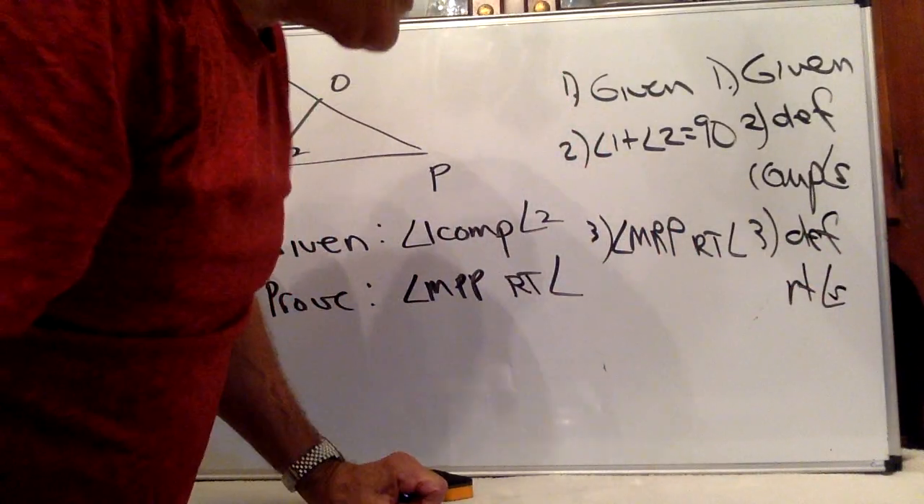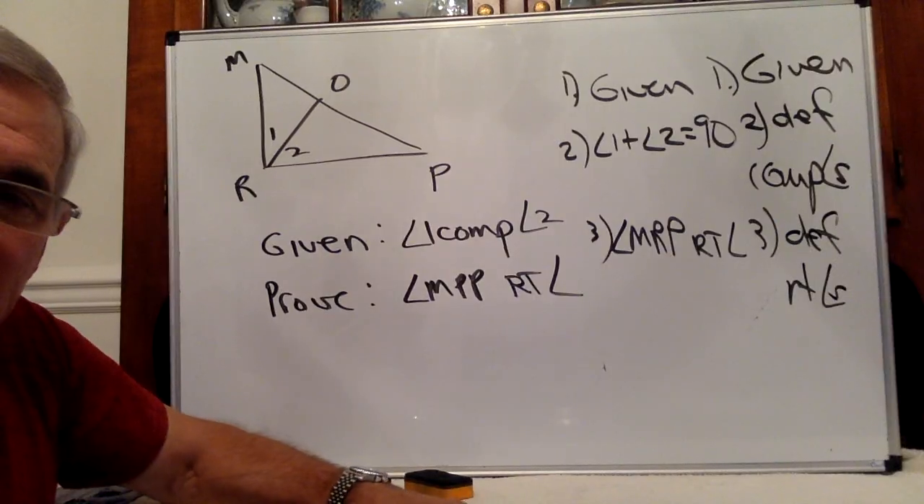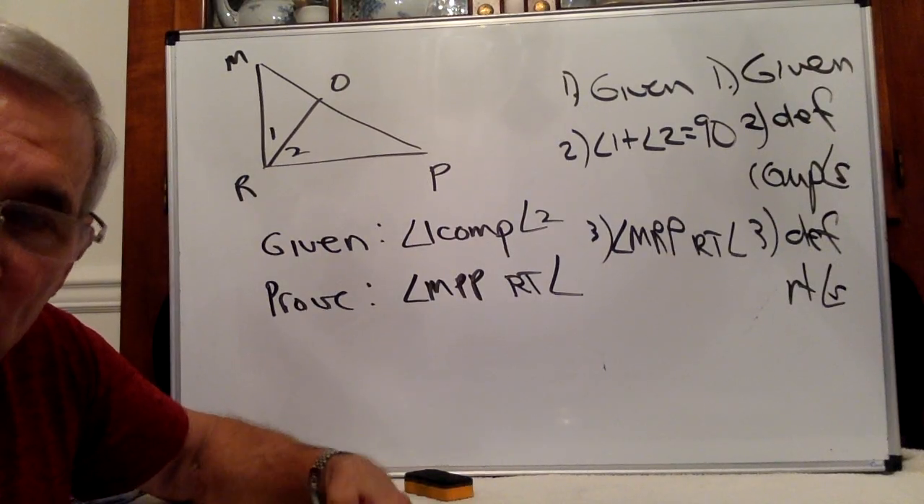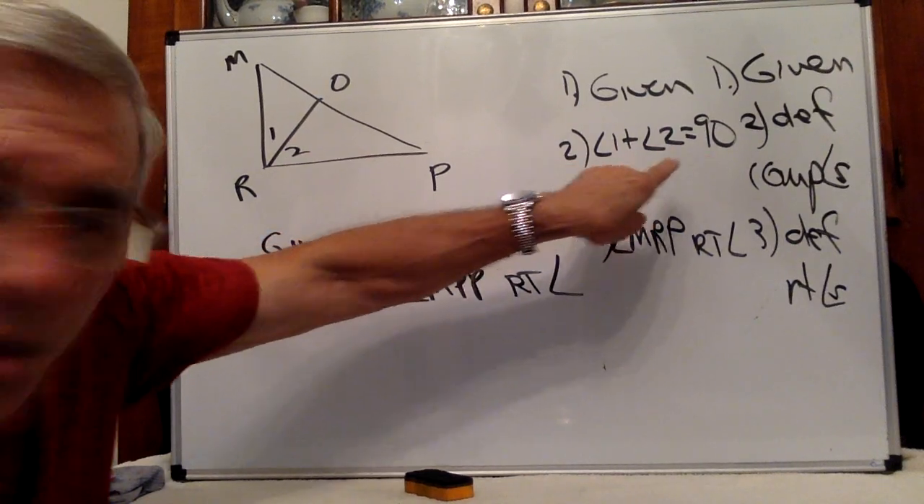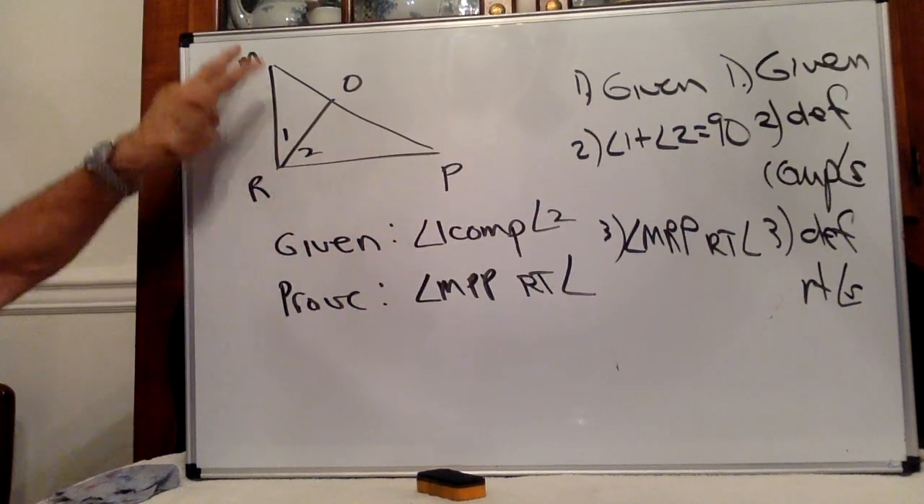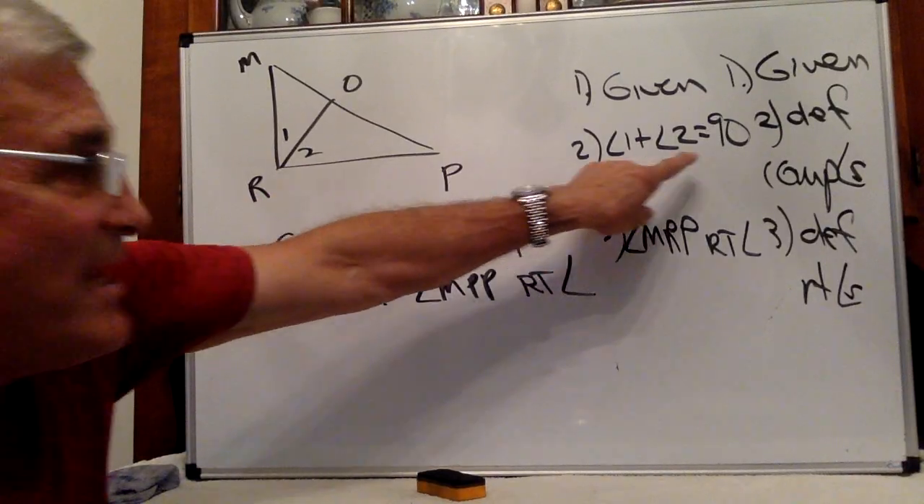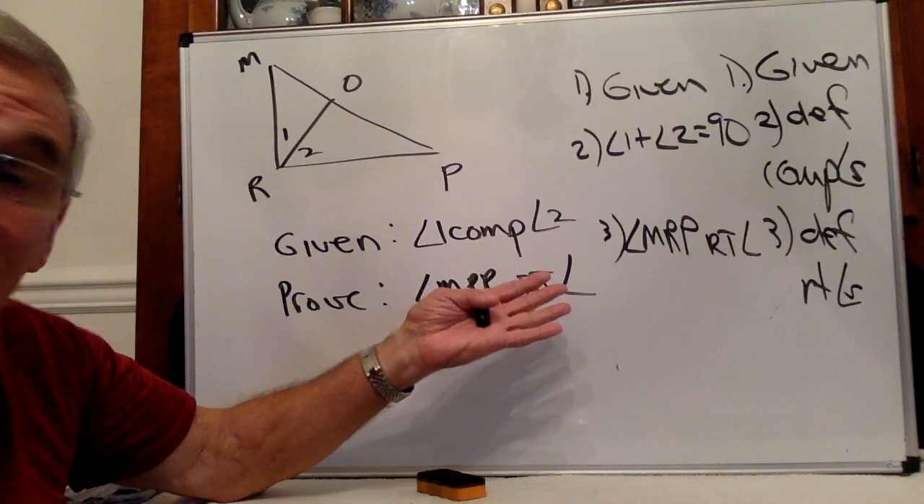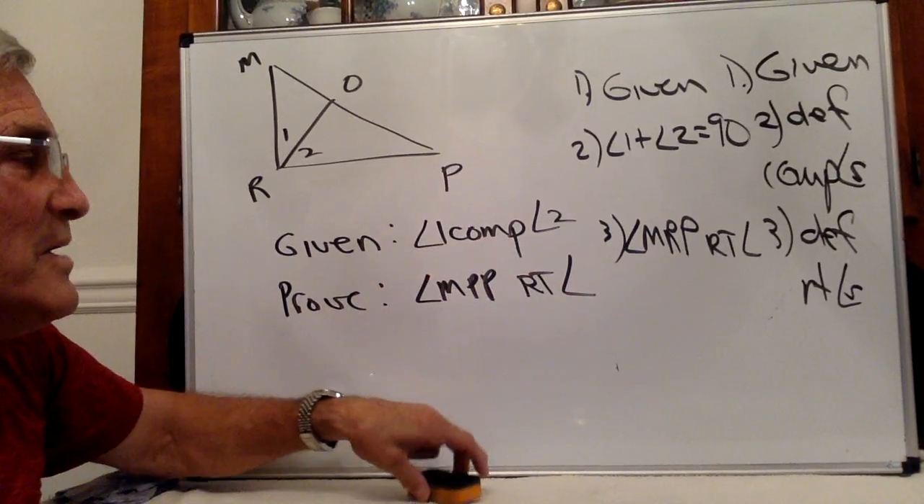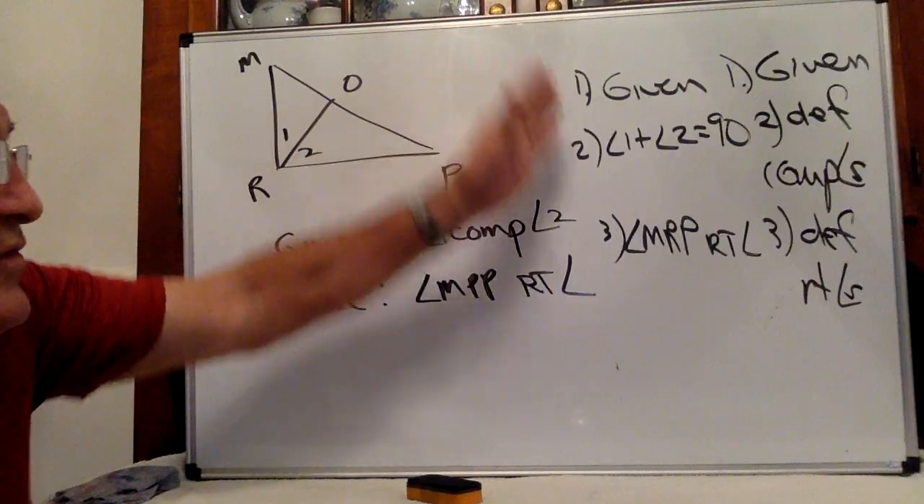The definition of a right angle was any angle that adds up to 90, or whose measure is 90. We just proved in step 2 that its measure is 90. 1 plus 2 is this angle, angle MRP. It adds up to 90, therefore it has to be a right angle. That is a good deductive proof, short one, but that is a good deductive proof, 2-column proof.